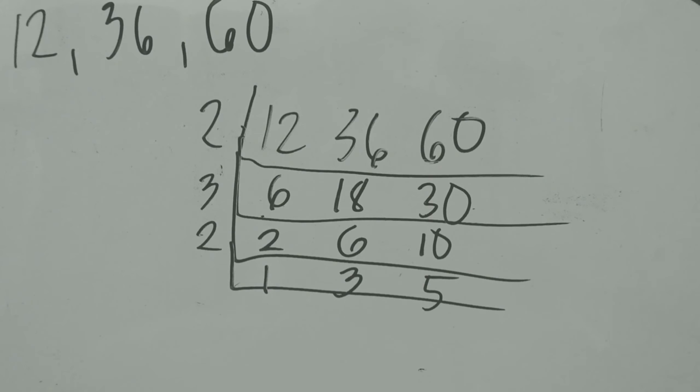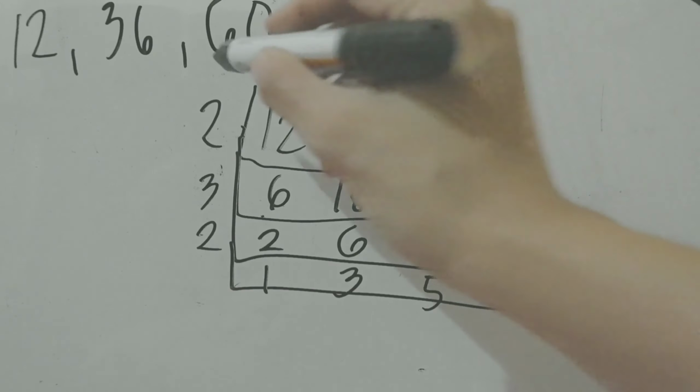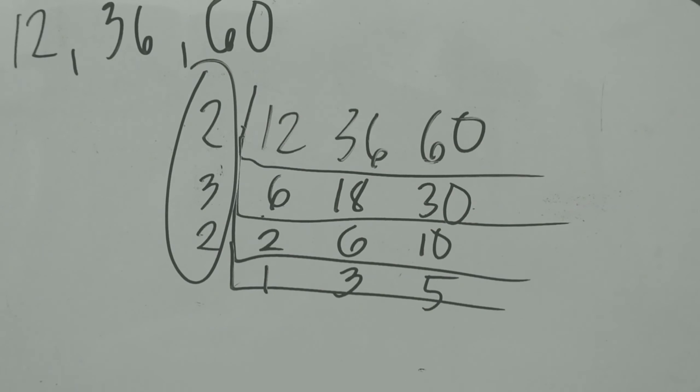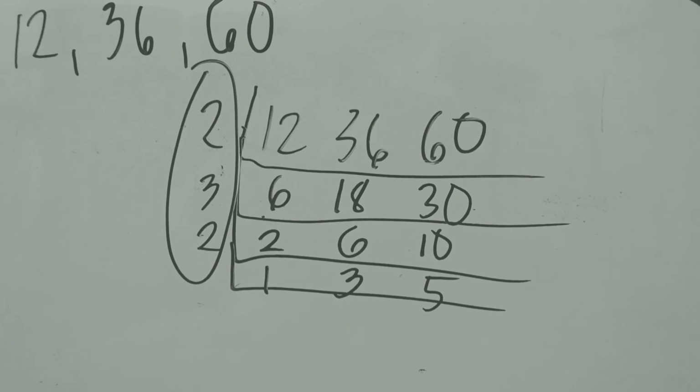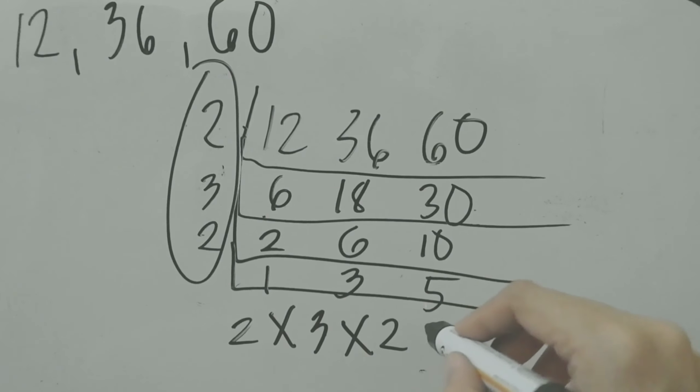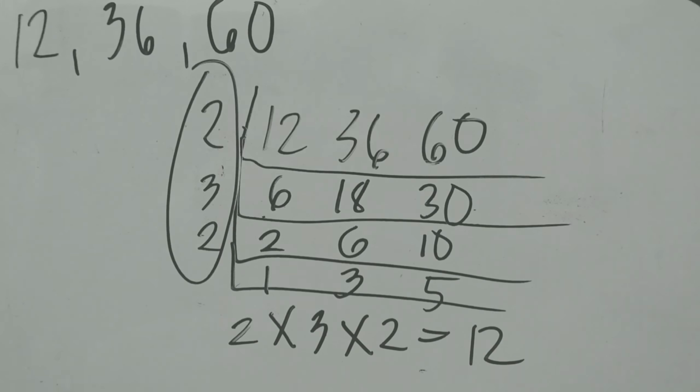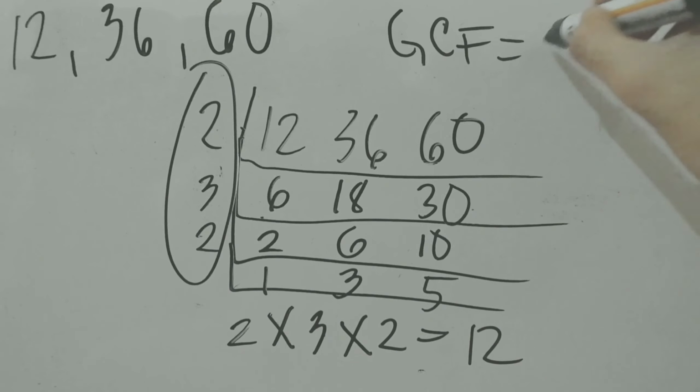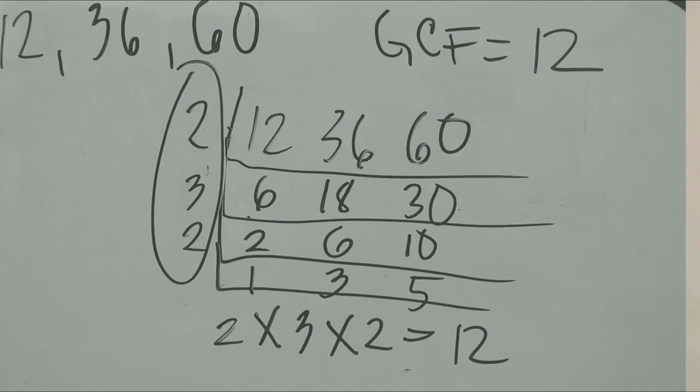So we cannot divide 1, 3, and 5 by any number other than 1, so we're going to stop with it. All the divisors on this side will be multiplied. So 2 times 3 times 2 equals 12. Therefore, using continuous division, our GCF is equal to 12.